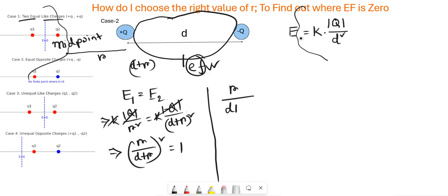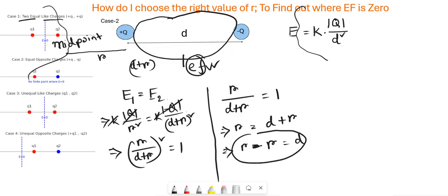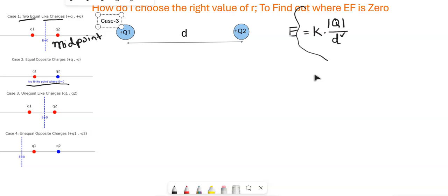R over D plus R equals 1. So R equals D plus R. R minus R equals D. So here we can't get any value of R. So for case number 2, no finite point is found where the electric field will be 0. If the charges are opposite but equal in magnitude, we will not find any finite value.